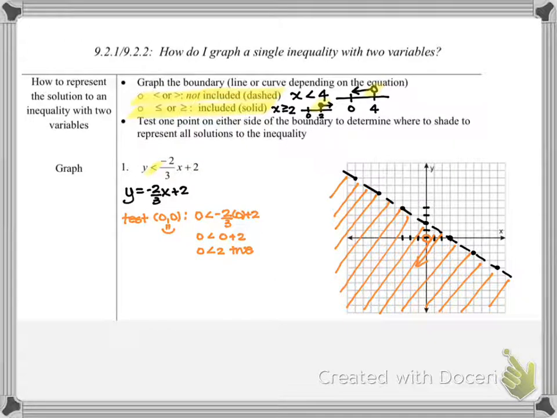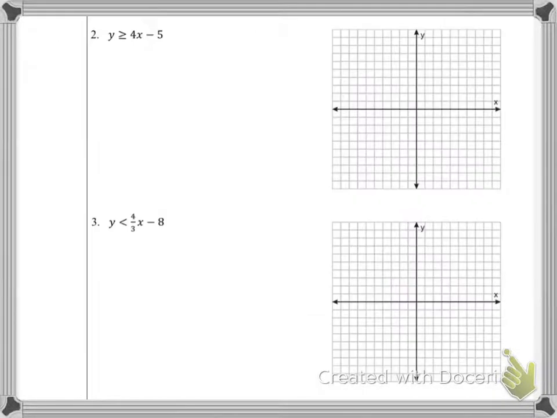So the answer, when I'm given an inequality with both x's and y's in it, the answer is technically the graph. So it's the boundary and the shading. So if you want to lightly shade with your pencil, you're welcome to. Okay, so we've got a couple more problems, and this is basically the gist of it. This is what we're going to be doing.